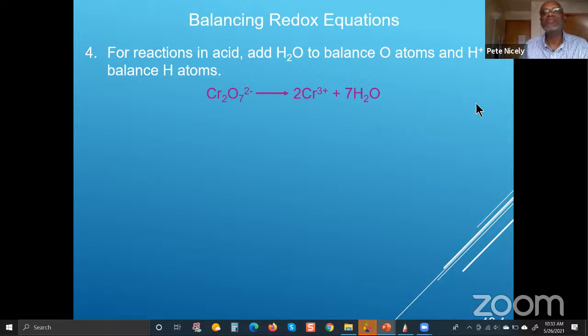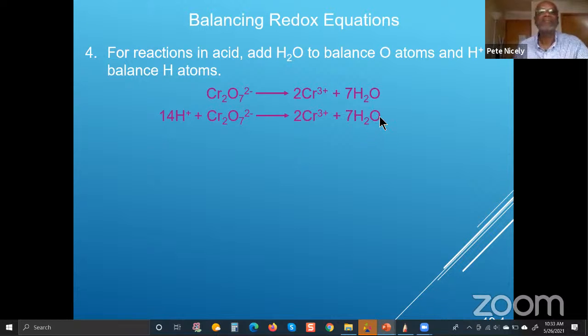Then we balance the hydrogen atoms by adding H plus ions. So you'll notice, let me back up a bit. You notice that there are 14 hydrogens here. So what we need to do is add 14 hydrogen ions on this side, like that. And now we end up with the hydrogens balanced and the oxygens balanced, all right?